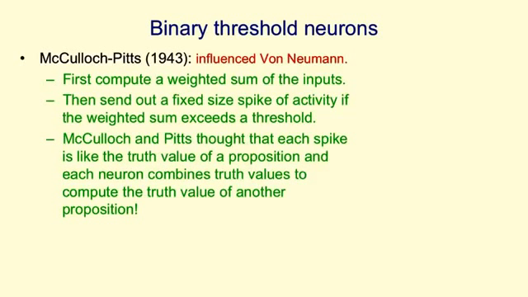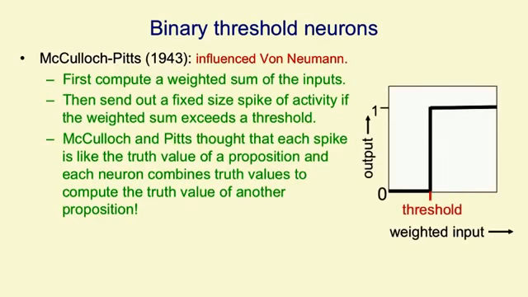At the time, in the 1940s, logic was the main paradigm for how the mind might work. Since then, people thinking about how the brain computes have become much more interested in the idea that the brain is combining lots of different sources of unreliable evidence, and so logic isn't such a good paradigm for what the brain's up to. For a binary threshold neuron, you can think of its input-output function as: if the weighted input is above the threshold, it gives an output of 1, otherwise it gives an output of 0.